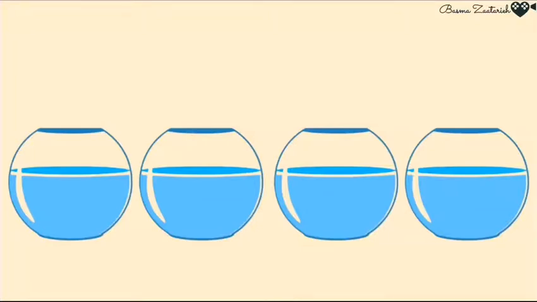So how many fish do we have? We have 0 fish. We are going to divide the 0 by 4 bowls. Now, how many fish are inside each fish bowl? The fish bowls are empty. So we have 0 inside each.